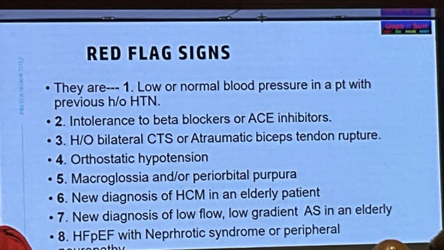The red flag signs are low or normal blood pressure in a patient with previous history of hypertension, intolerance to beta blockers or ACE inhibitors, history of bilateral carpal tunnel syndrome or atraumatic biceps tendon rupture, orthostatic hypotension, macroglossia and/or periorbital purpura, a new diagnosis of HCM in an elderly patient, new diagnosis of low flow, low gradient AS in an elderly patient, and heart failure with preserved ejection fraction with nephrotic syndrome or peripheral neuropathy.